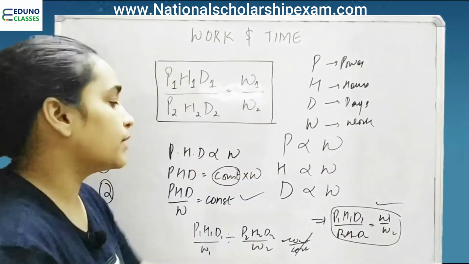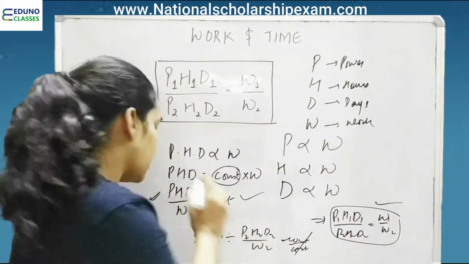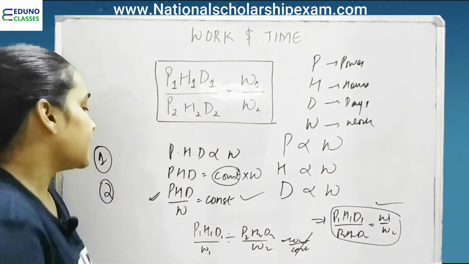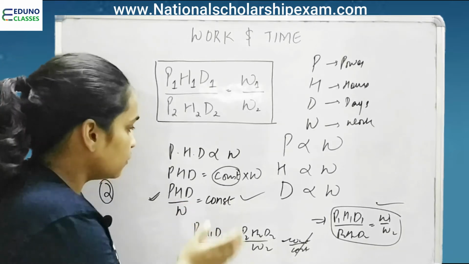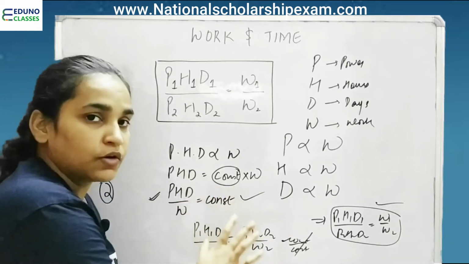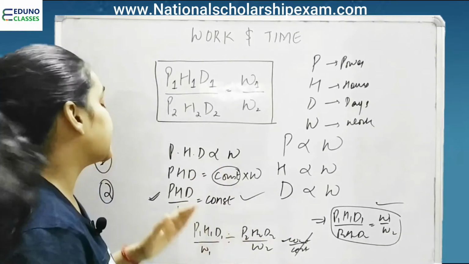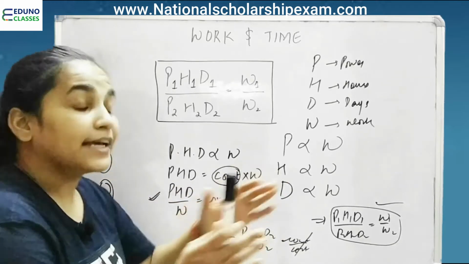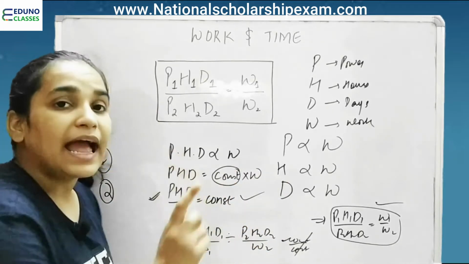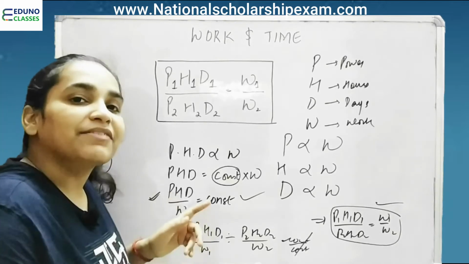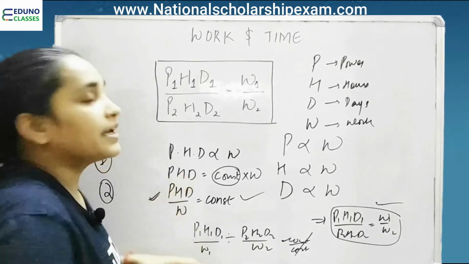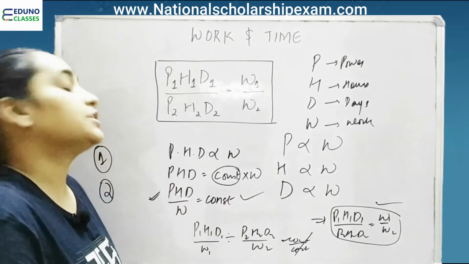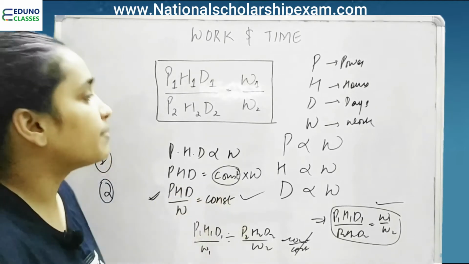By looking over this formula, one thing is pretty clear: power is proportional to work, hours is proportional to work, days is proportional to work, and power and hours are inversely proportional. Power and days are inversely proportional to each other. Hours and days are inversely proportional to each other.